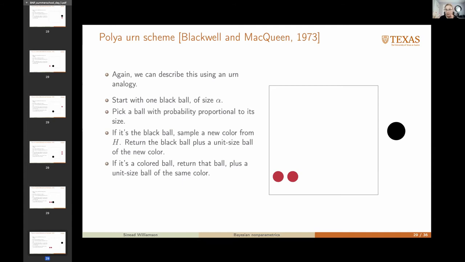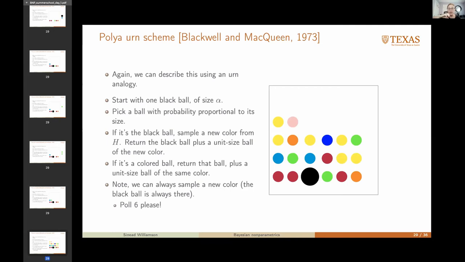I'm now going to sample a new color from my distribution over colors. And I'm going to return that black ball and the new color to the urn. And I can keep doing this: sampling a color and returning it, or sampling the black ball and returning a new color. And this is going to build up a distribution over colors where I always have some probability of picking a new color. So no matter how many balls are in this urn, there's always some probability that I'm going to reach in and take out that black ball.